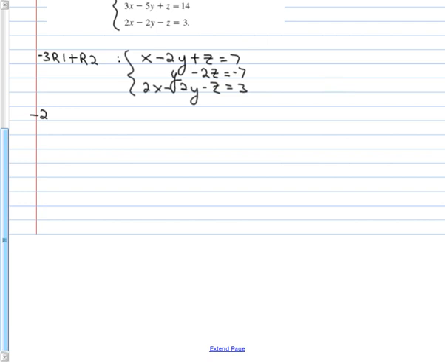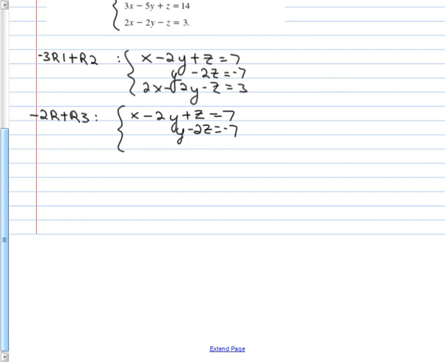Multiply negative 2 times row 1 and add it to row 3. Now, even though I'm using this first row, I don't change it. X minus 2y plus z equals 7. Y minus 2z equals negative 7, because I'm not touching that row at all. Now I'll do that step 2 and 3.